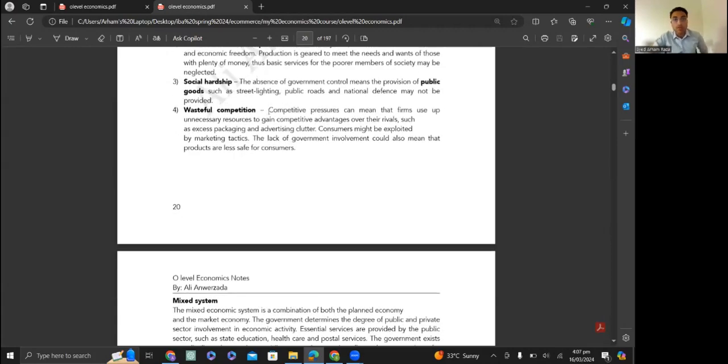Now, wasteful competition: competitive pressures can mean that firms use up unnecessary resources to gain competitive advantage from rivals, such as excess packaging. If a firm is using excessive packaging and advertising to increase their competitive advantage, this is a kind of waste just to gain a competitive edge.